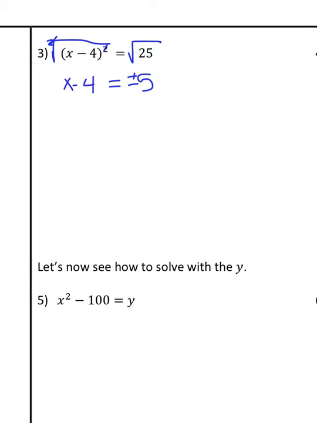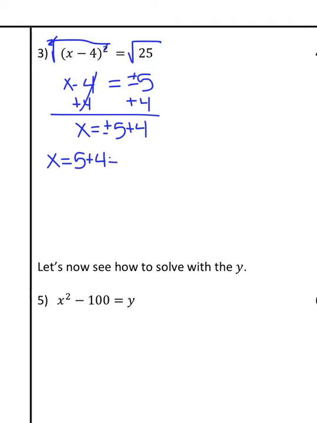Now we still need to get x by itself. So we have, whoops, why am I writing an x there? We need to add 4 to both sides, right? So then we have x equals plus or minus 5 plus 4. Now, at this point, we need to figure out the two solutions because we have more work to do. So I'm going to say x equals positive 5 plus 4, which equals 9. So one of my solutions is 9.